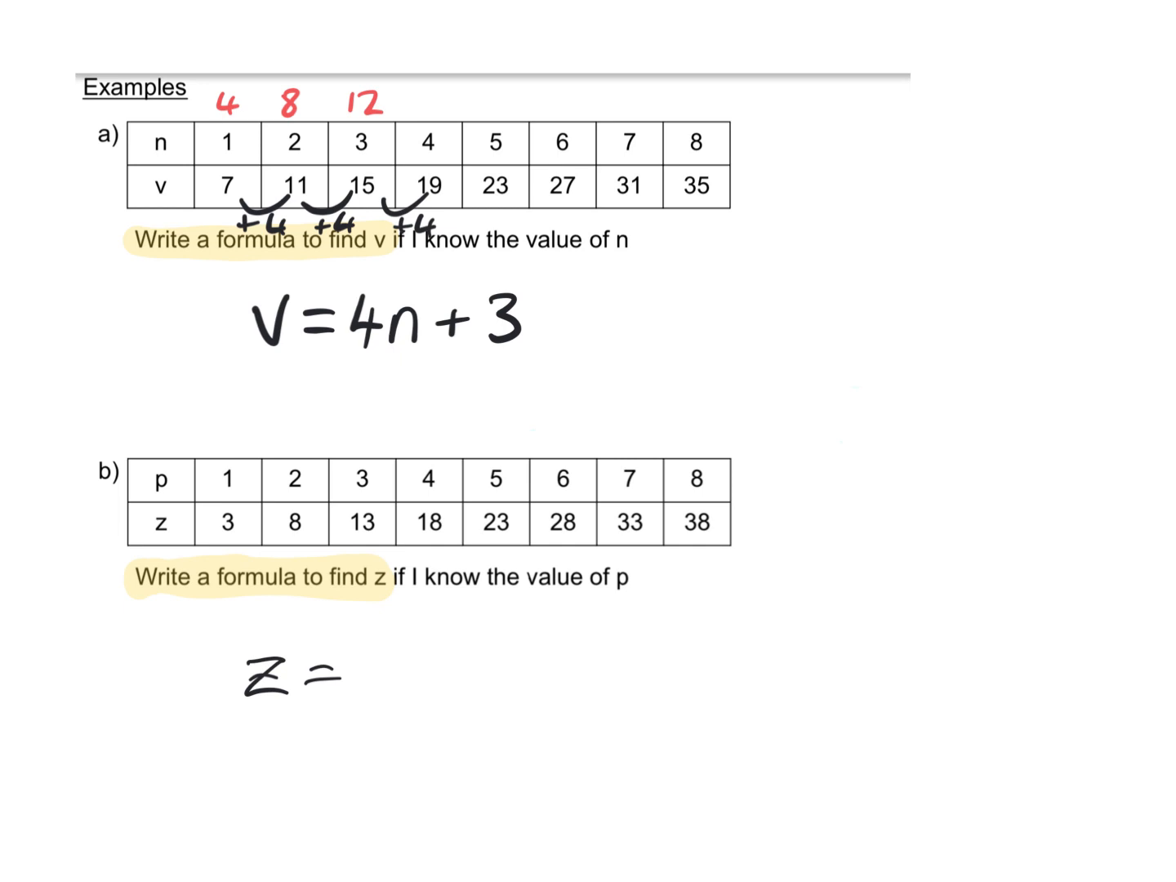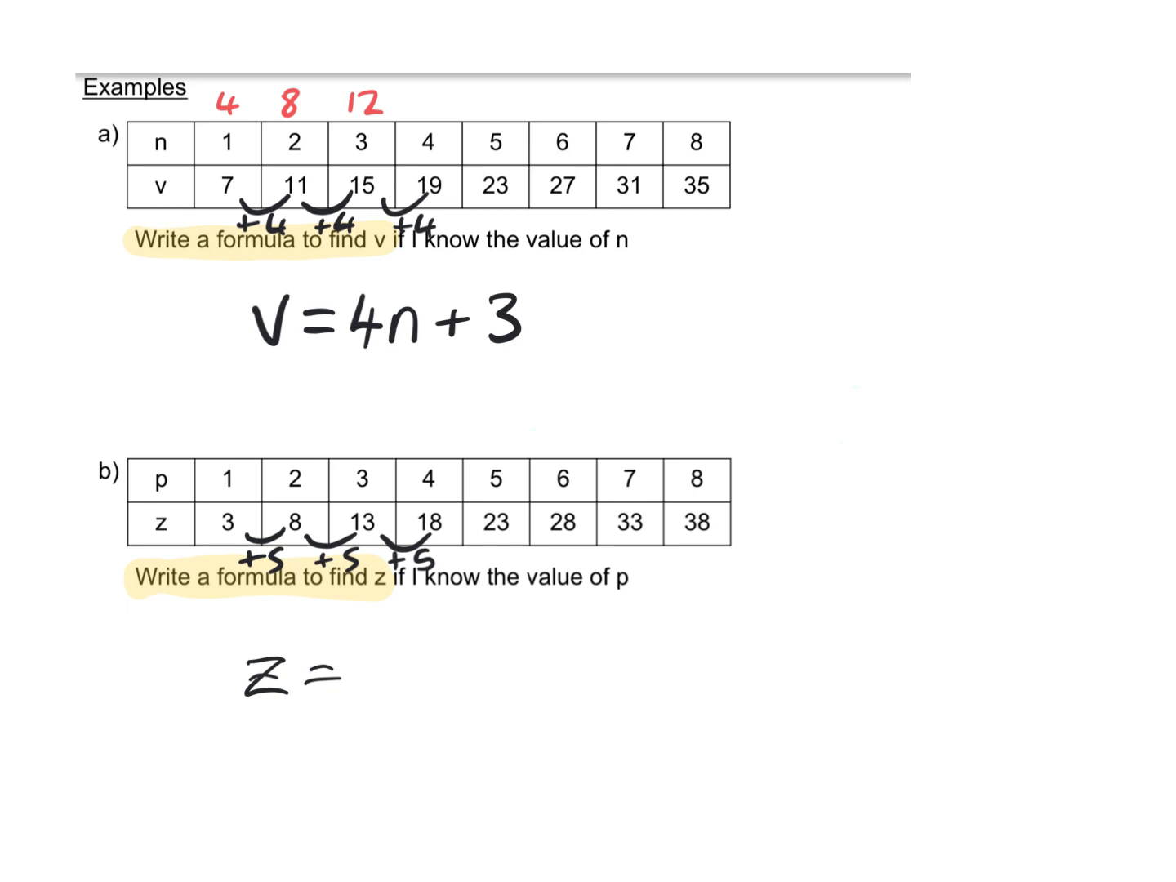We're then going to find out which times table we're connecting into here. So what is this going up in jumps of along the bottom? So each time 3 to 8 is a jump of 5, 8 to 13 is a jump of 5, 13 to 18 is a jump of 5. We're adding on 5 each time.